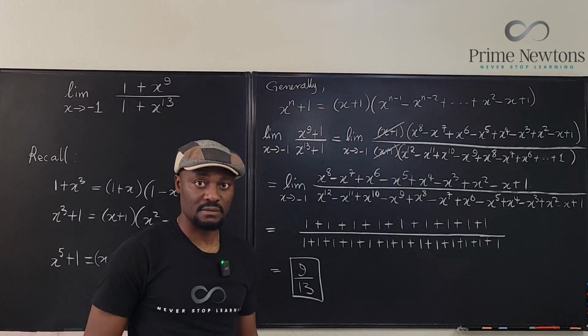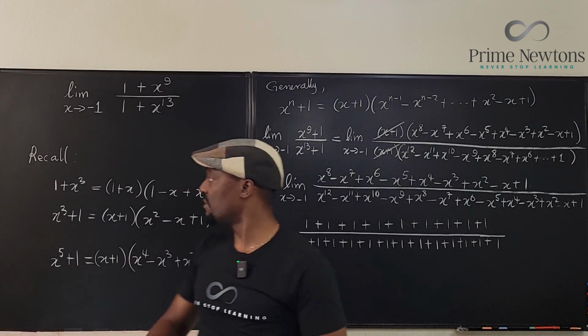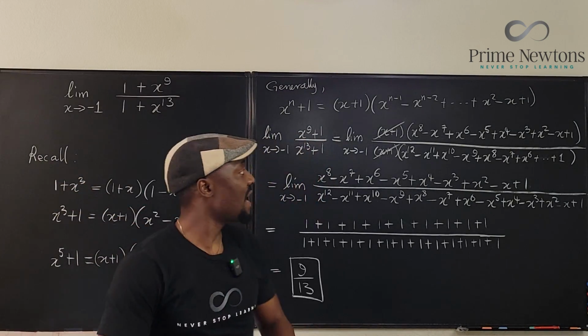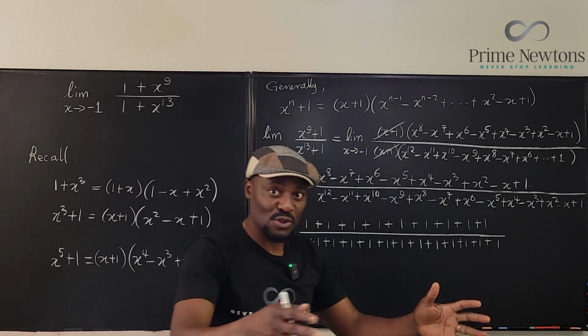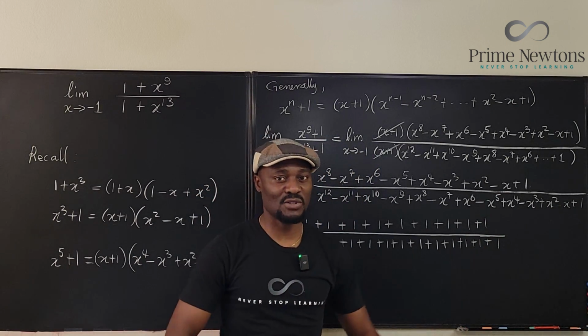And that's the limit, 9 over 13. So watch out for this type of expression. You can always factor them. And even what is inside can be further factored. You just have to do some grouping and you can break it into even smaller forms.